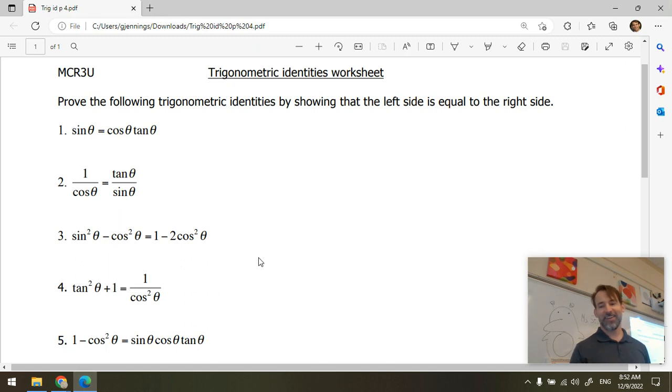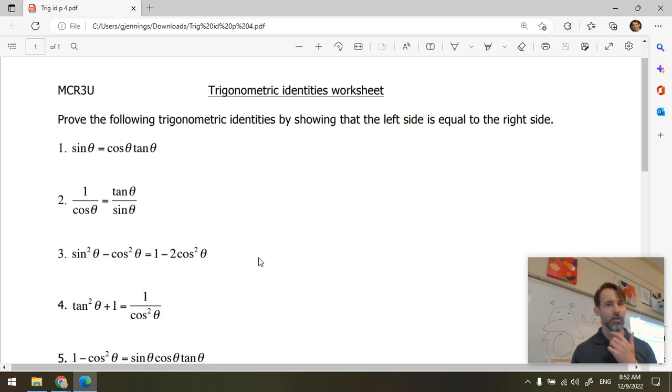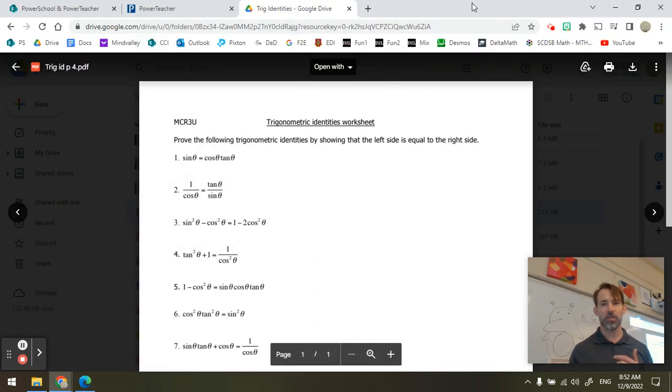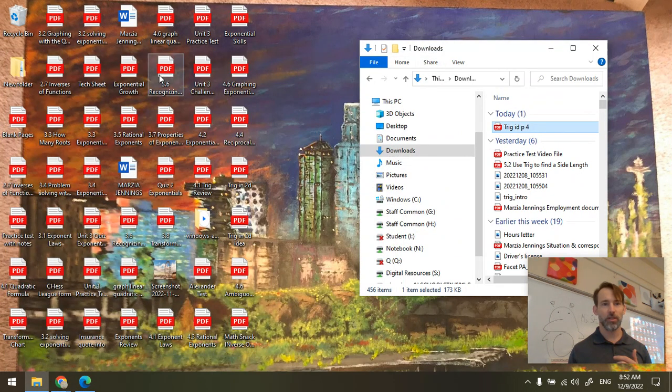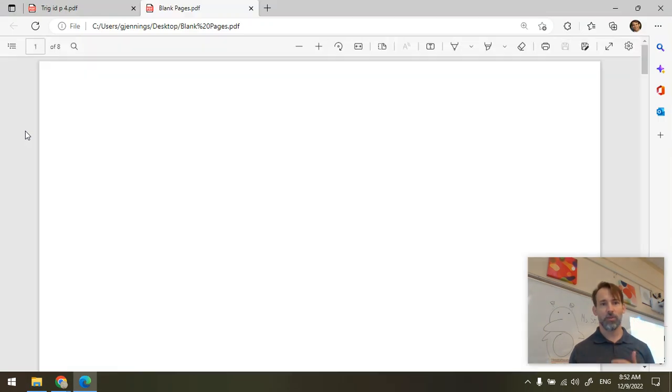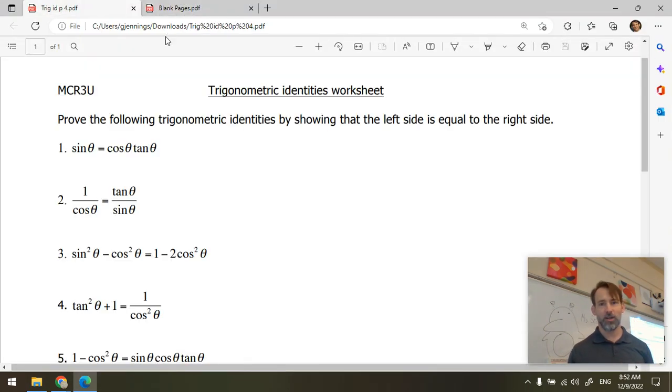Let's go. Okay, so this was the homework from a couple days ago, and I'll try and fit it all on this page, but I might need to copy some over to my blank pages. So let's get the blank pages ready. There we go. And let's get started, everybody.